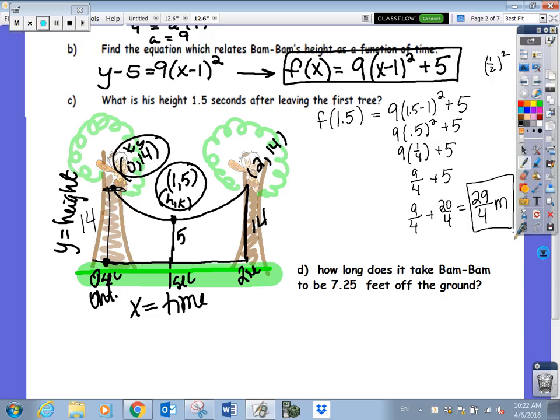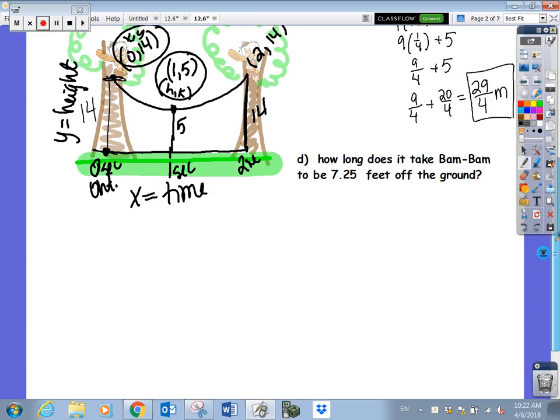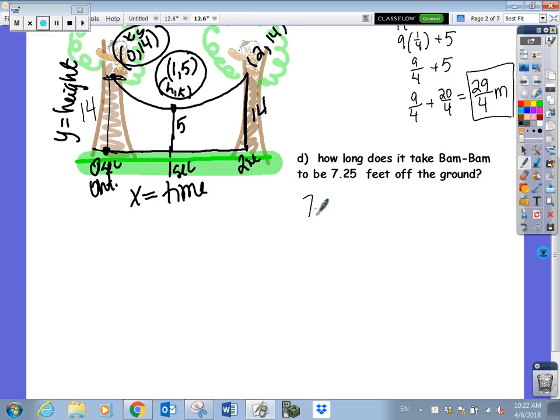Now, I added this question to it because just like everything, you can be given x and find y, or given y and find x. So if I gave you the y value and you had to find the x, you just plug in 7.25 equals 9 times x minus 1 squared plus 5. Still a non-calculator problem. If I change that to 7, then now it might be a calculator problem. Okay, just depends on the number, but this particular number we can do without a calculator.